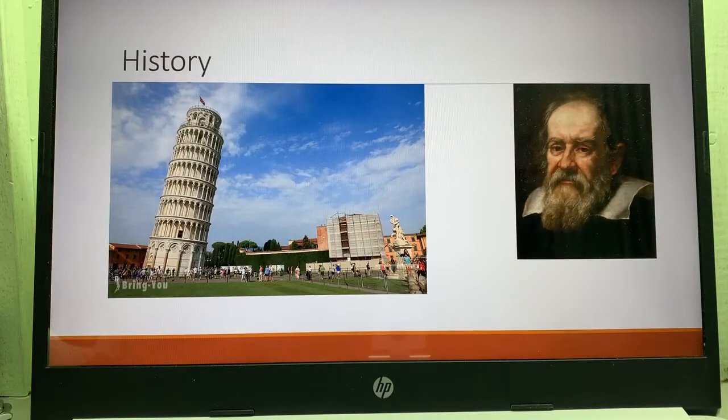The history of the pendulum. Italian scientist Galileo Galilei was the first to study the properties of pendulums, beginning around 1602. His student claimed his interest had been sparked around 1582 by the swinging motion of a chandelier in Pisa Cathedral.